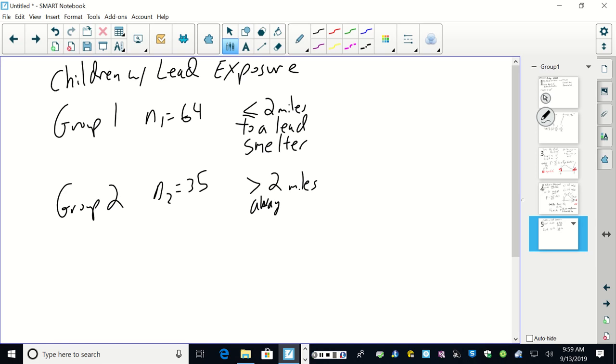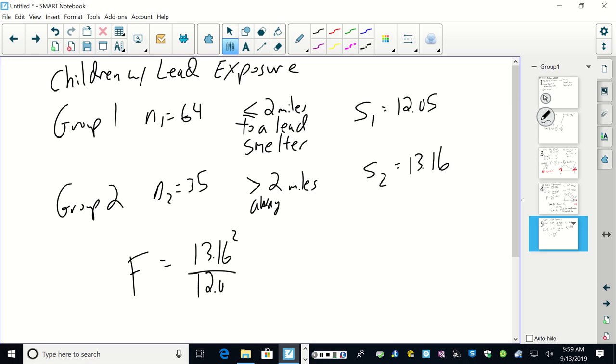In this particular study, the standard deviation for the first group was 12.05. The standard deviation for the second group was 13.16. Standard deviations are often reported because they're in the same scale as the measurements, whatever blood lead concentration was. So our F ratio, if we take the bigger over the smaller, we would square those, 12.05 squared over 13.16 squared, and that comes out to be about 1.19.